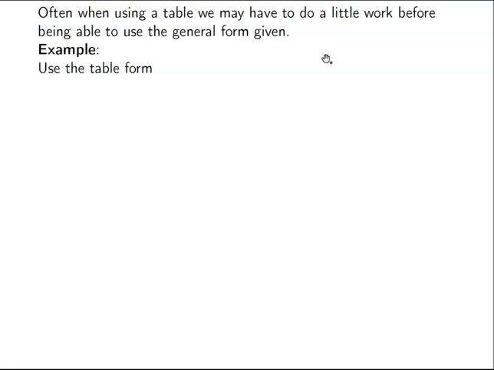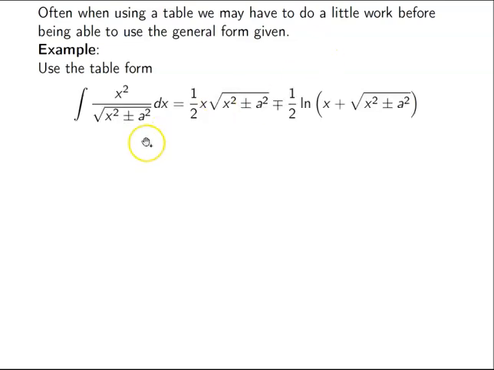So here I'm going to give you the table form, which is x squared over square root of x squared plus or minus a squared. So if we're going to do this by hand, it looks like we'd probably try to use some sort of a trig identity. I'm sorry, a trig substitution. That's the first thing that I would probably try here. But a u substitution might work here as well, right? But it doesn't really matter because our general form is given to us.